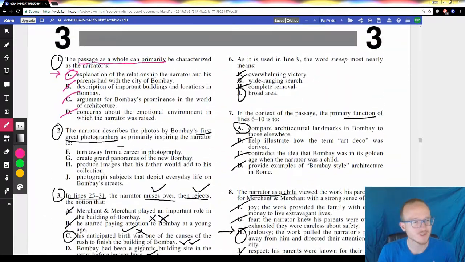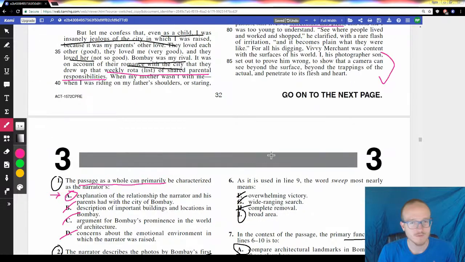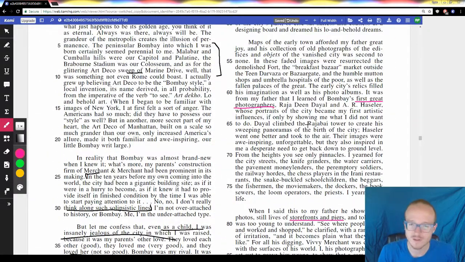I already forgot the question. Describes the photos from the first great photographers in order to do what? So his portraits of the city became his first artistic influences, if only by showing him not to, or exactly what he did not want to do. Okay, so this describes how beautiful this stuff was. He yearned for the city streets, and so on.